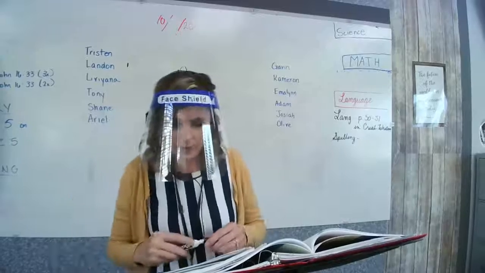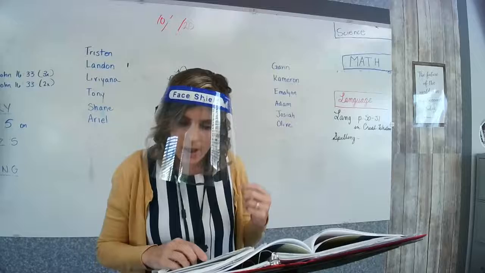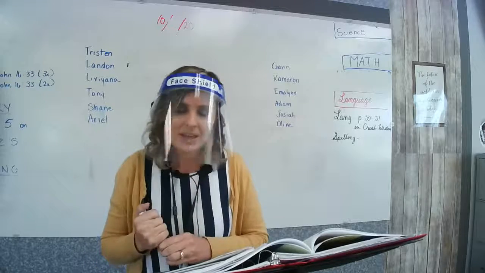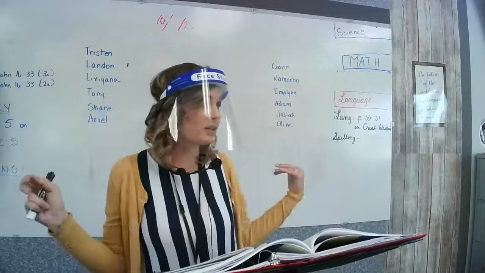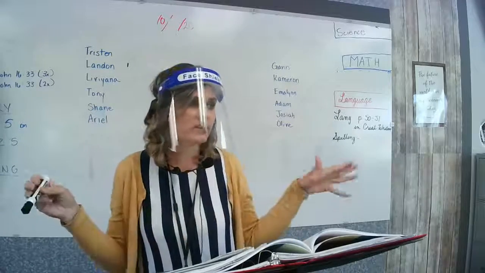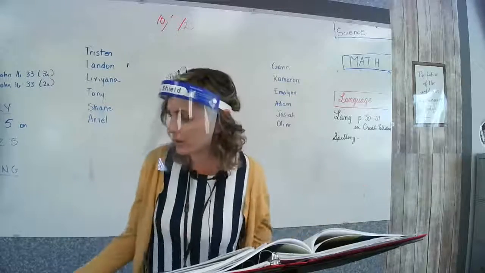Okay, number 19, corruptible. Say that with me. Corruptible means able to be ruined or spoiled. The Bible tells us not to invest in corruptible things on earth. Do you guys know that everything here on earth is eventually going to rot? It's going to decay? It's going to break down?